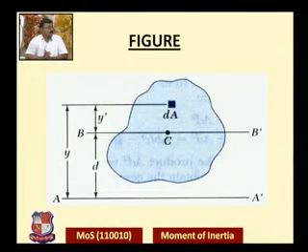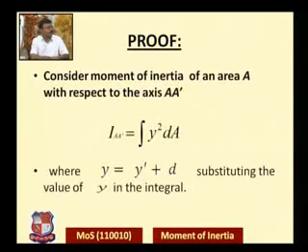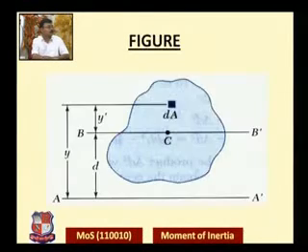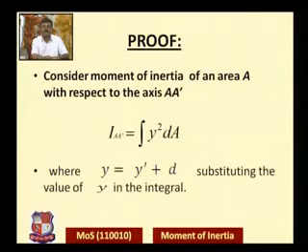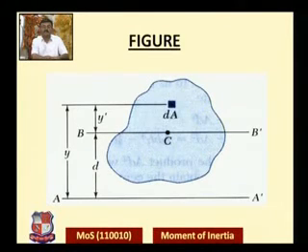Now you just have to remember the general form of the moment of inertia, that is always equal to area into square of the distance. So here I_AA' is the MI of the area about the axis AA'. y square dA is the area into the square of the distance, because the distance between the element dA and the axis AA' is y. So y square dA is the MI of the element dA about the axis AA'.